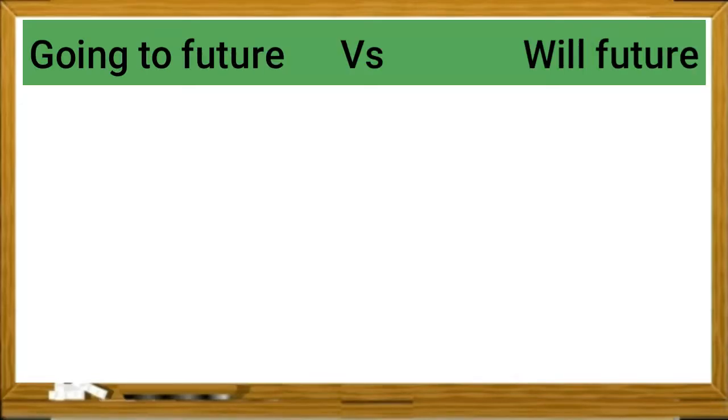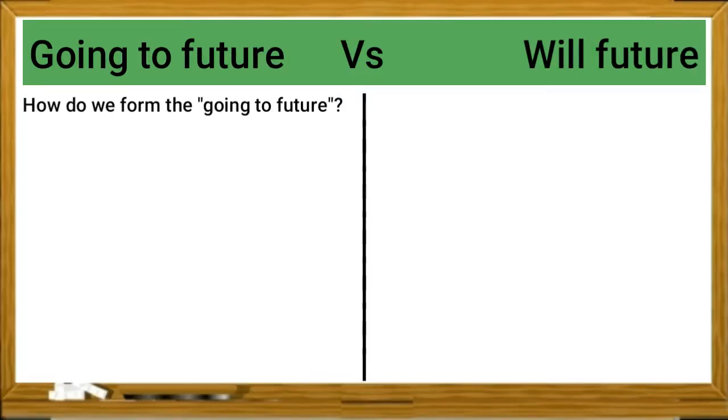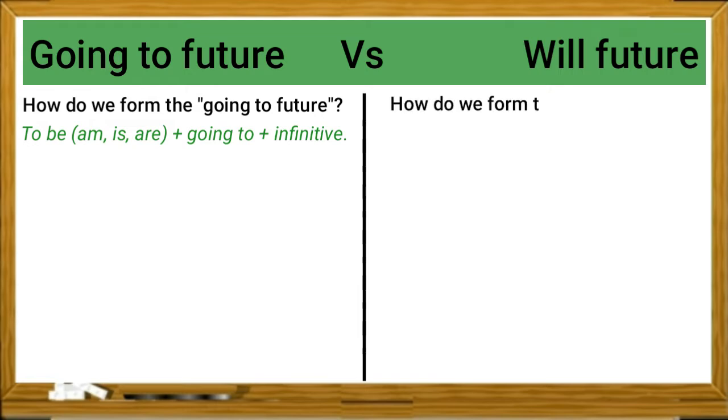Going to future versus will future. How do we form the going to future? To be plus going to plus infinitive. How do we form the will future? Subject plus will plus infinitive.